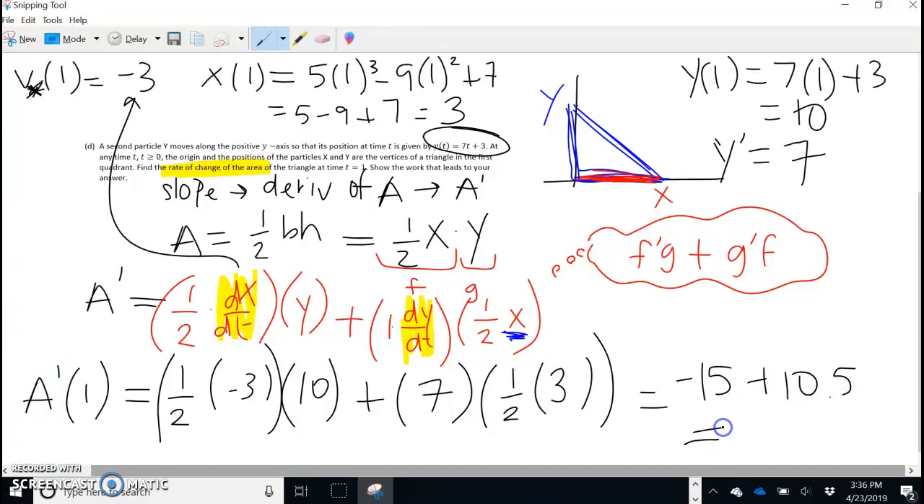And the rate of change for my area then is going to be negative, what's -15 plus 10.5? -4.5? And I'm good.